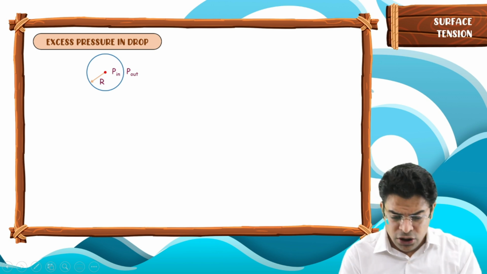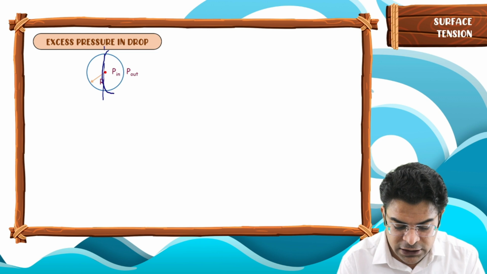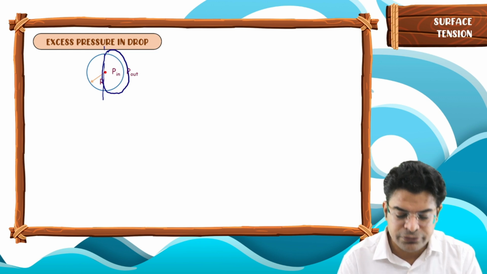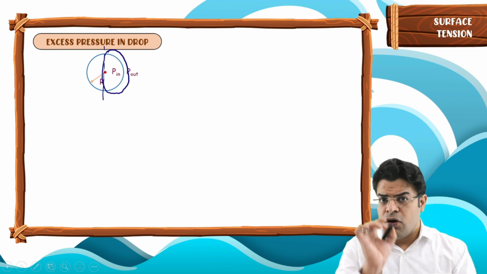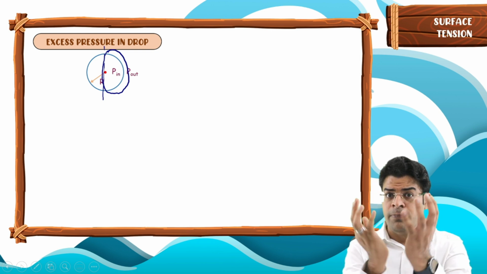How to find? So as to find this, look at one half of the drop. Let's say we look at the right half of the drop. If we look at all the forces acting on this right half, just visualize the right half of the drop in 3D.